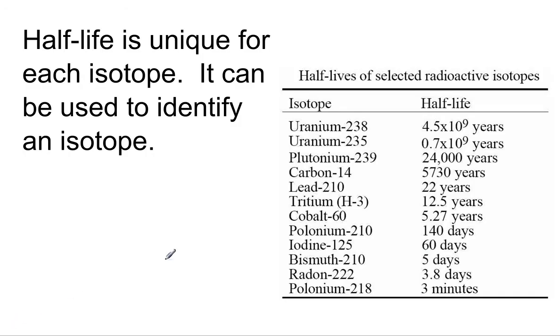Now, if we look at this screen here, we see that there's a list of just a few of these isotopes, and you look at their half-lives, and they range from minutes all the way up to years. Look at uranium's half-life. Uranium-235, 0.7 times 10 to the 9th years. No wonder we have problems with radioactive waste. You look at carbon-14, 5,730.